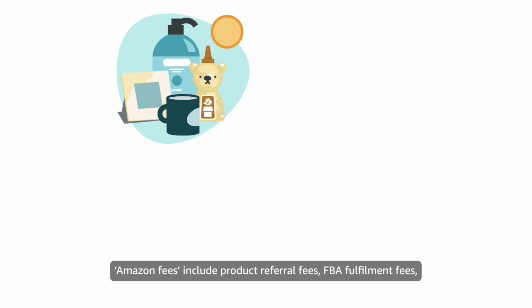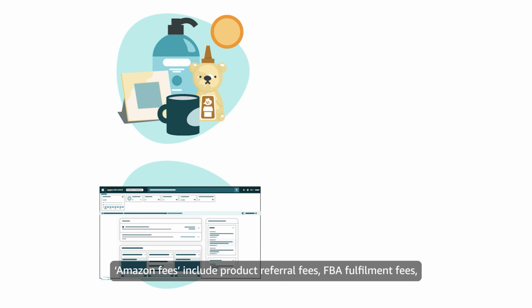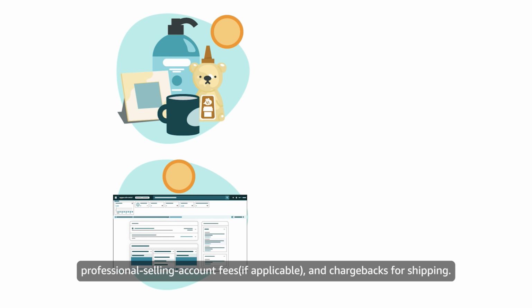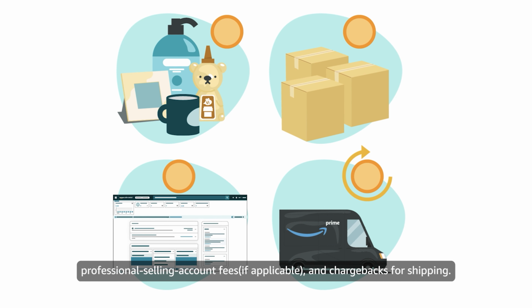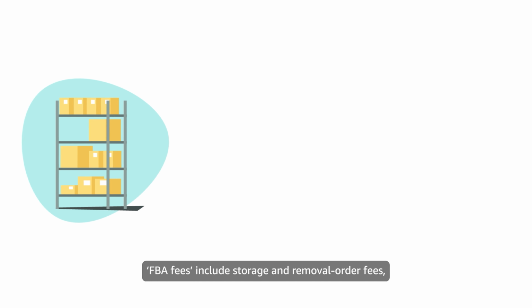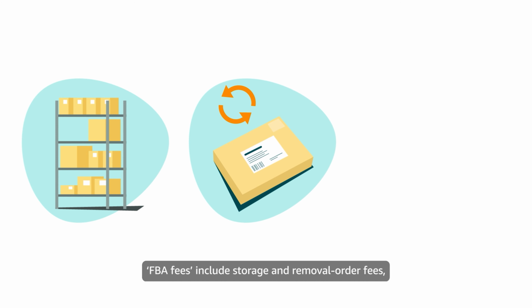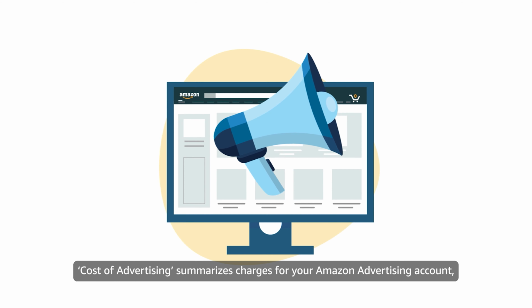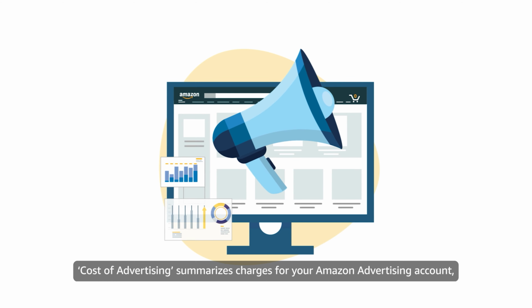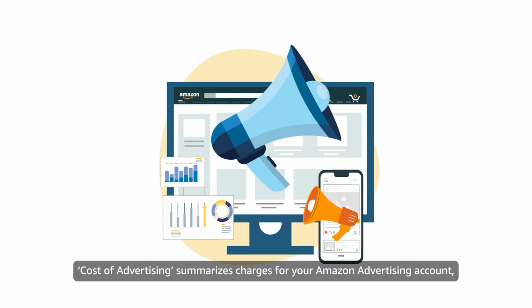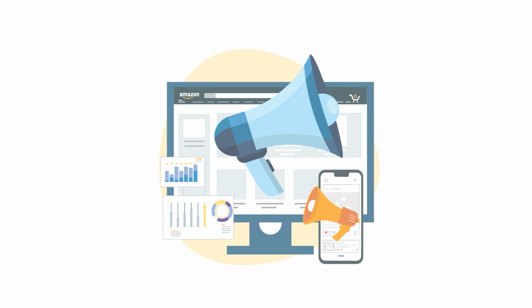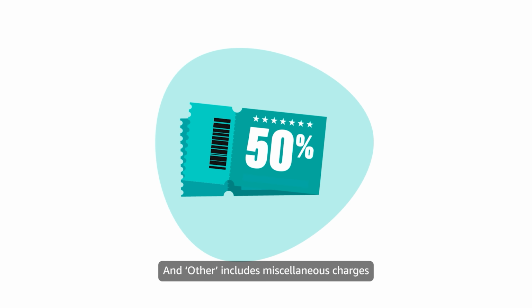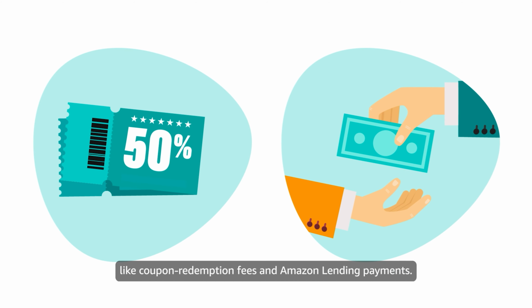Amazon fees include product referral fees, FBA fulfillment fees, professional selling account fees, if applicable, and chargebacks for shipping. FBA fees include storage and removal order fees, as well as inbound transportation charges. Cost of advertising summarizes charges for your Amazon advertising account, if applicable. And other includes miscellaneous charges like coupon redemption fees and Amazon lending payments.